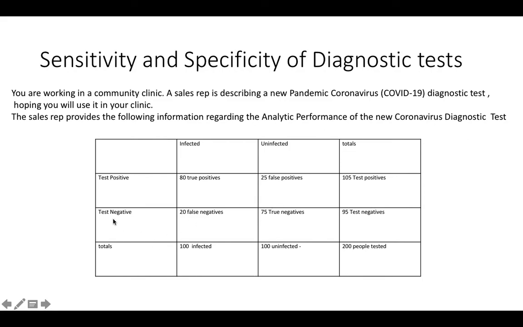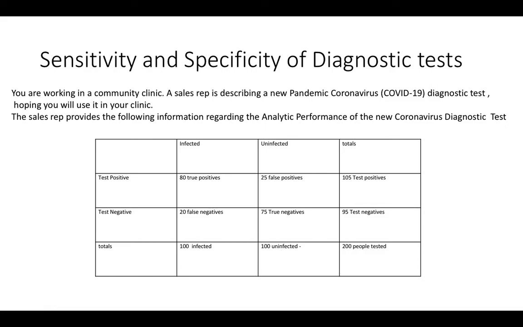And then with that same diagnostic test, of the 100 infected people, 20 of them came up as false negatives. And to me, you guys, with this coronavirus, that is horrible. That's not good at all. And then of the 100 uninfected people, 75 came out with true negative tests, right? So how do we get these values, you guys?